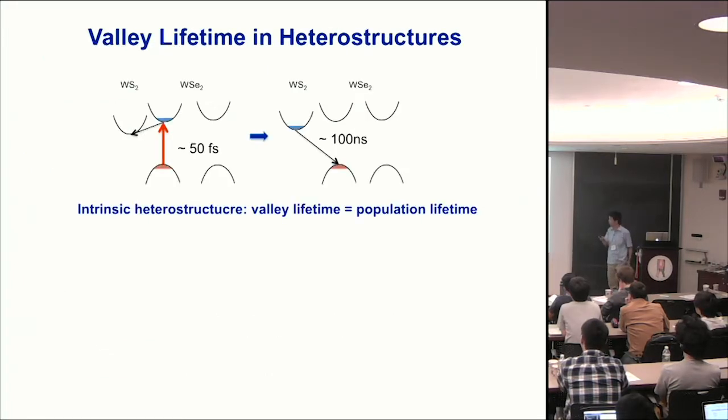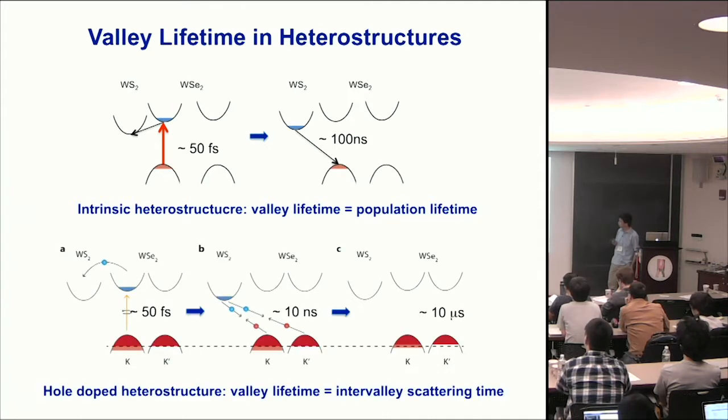But before I go there, I want to say, as I mentioned, if I have a pure charge-neutral heterostructure, the total valley lifetime is limited by the population lifetime. So although the intrinsic inter-valley lifetime is much longer, we cannot use it directly because the population basically is gone. It turns out there's a nice trick to go around it.